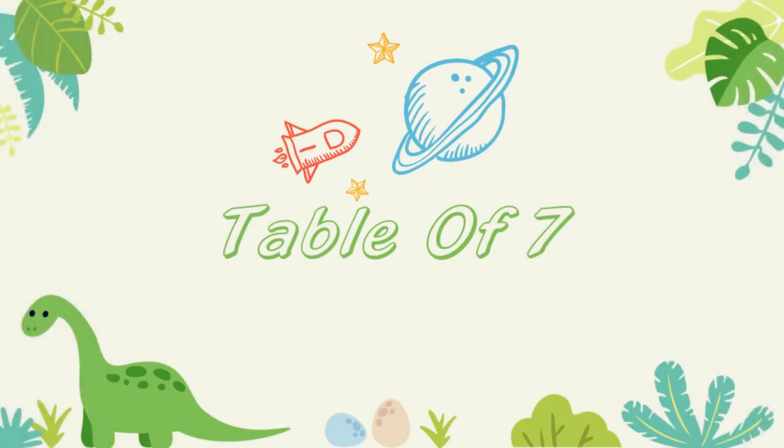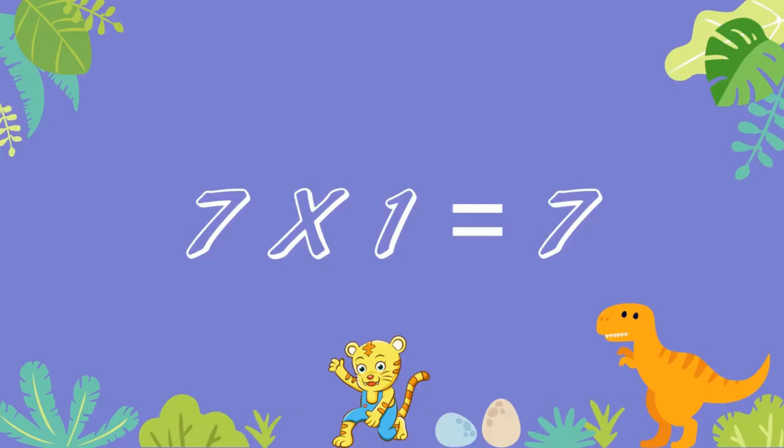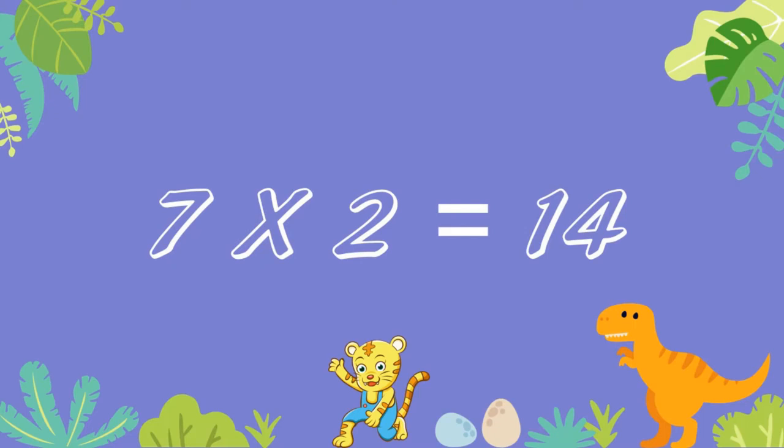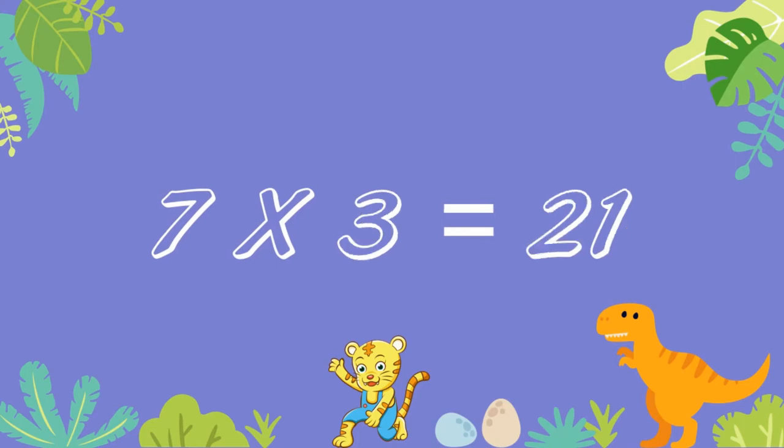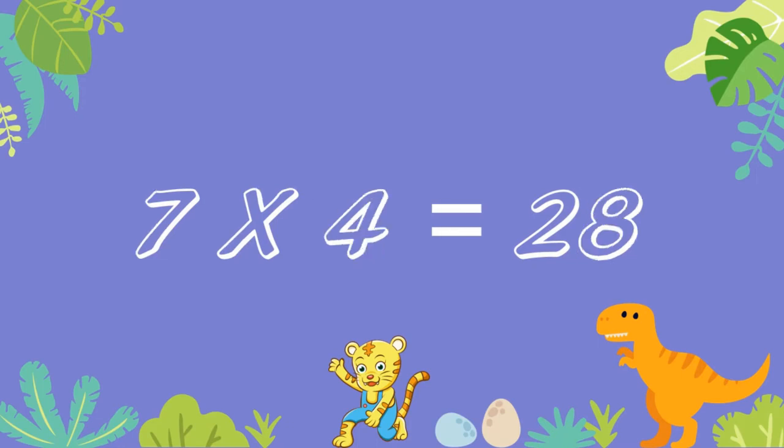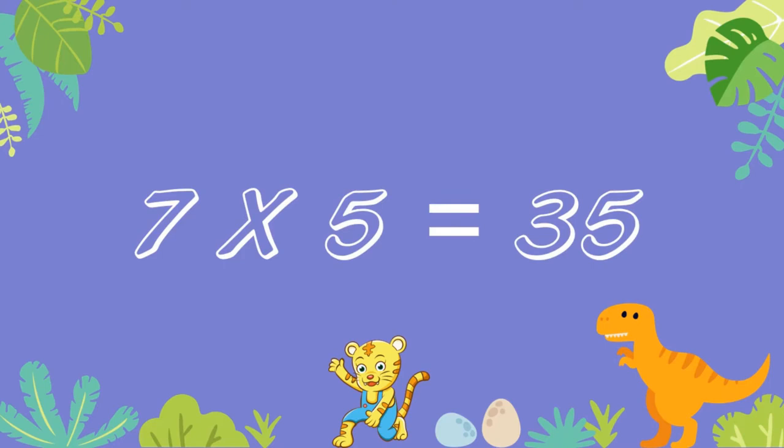Table of 7. 7 ones are 7. 7 twos are 14. 7 threes are 21. 7 fours are 28. 7 fives are 35.